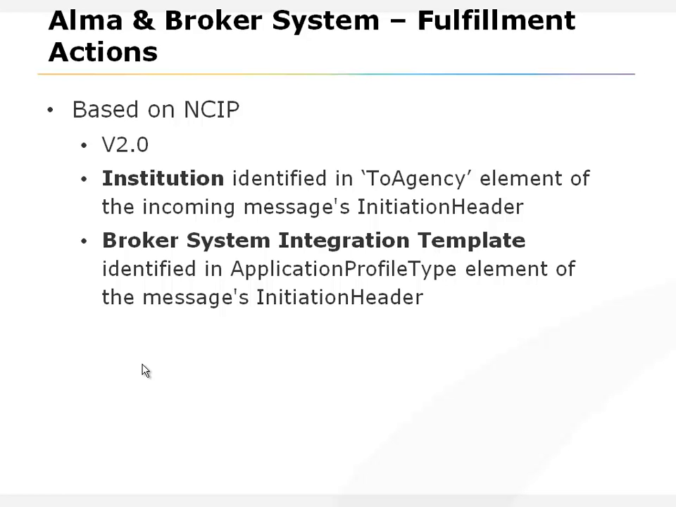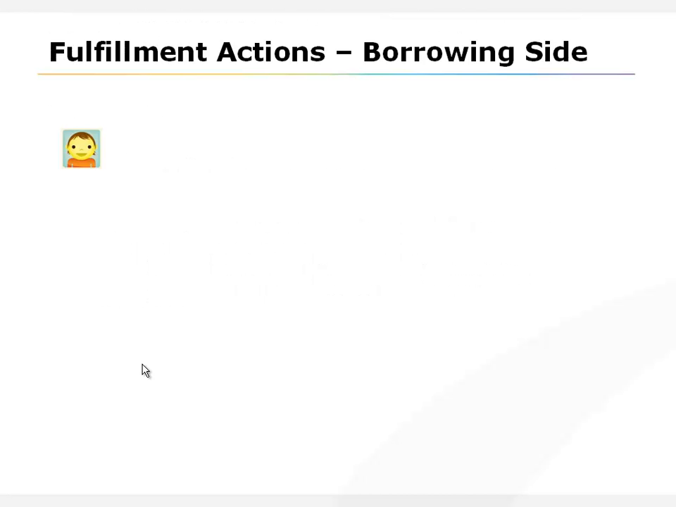The other key element that the broker system must be able to supply is the application profile type, which is another element of the NCIP message. This element must identify the NCIP partner to which this NCIP message is directed. So when configuring the NCIP partner, the application profile type, the partner code, is defined, and that partner code must be used by the broker system to identify the NCIP message as associated with this NCIP partner within Alma.